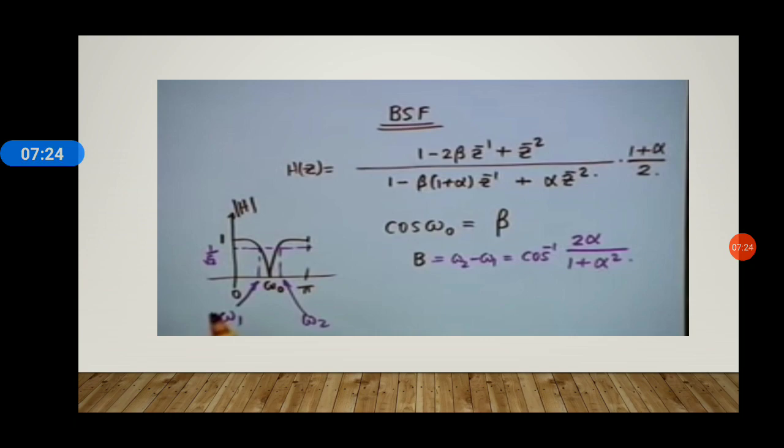Here, after replacing z by e to the power j omega and manipulation, we can show that the minimum point omega naught, where the magnitude falls to 0, satisfies cos omega naught equal to beta, or omega naught is cos inverse of beta. The bandwidth, the difference between the two cutoff frequencies as shown in the diagram, would be the same as before, cos inverse of 2 alpha by 1 plus alpha square. And in all the cases, in order to maintain stability, alpha should be less than 1.